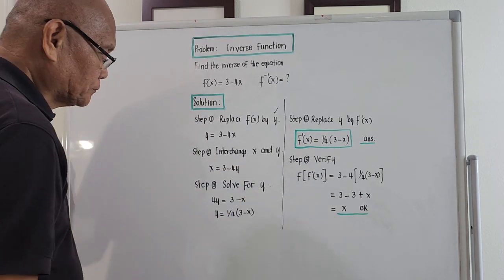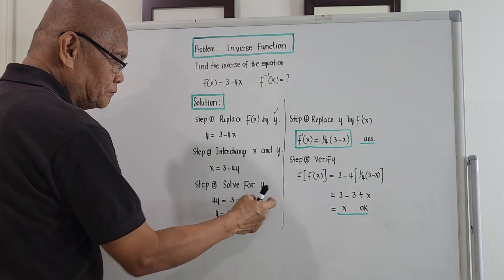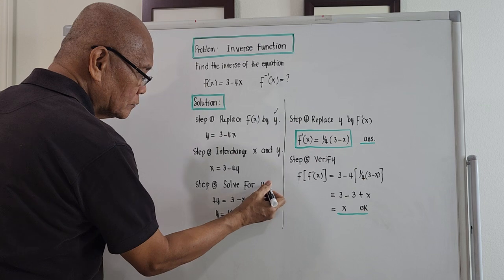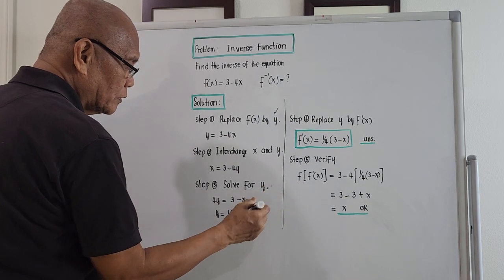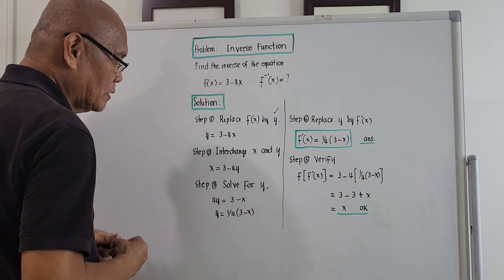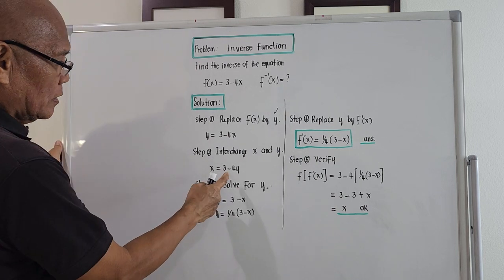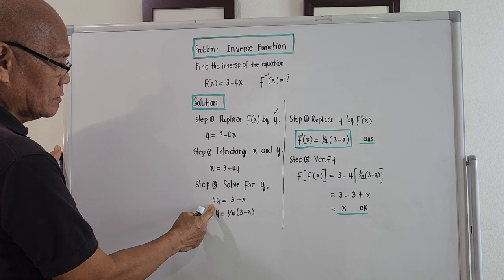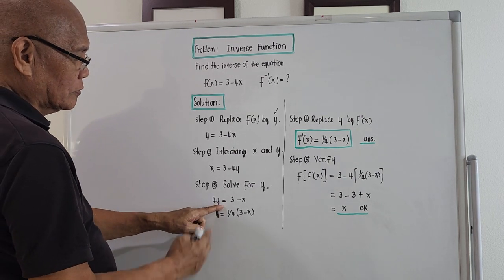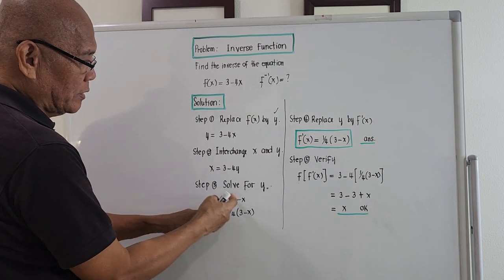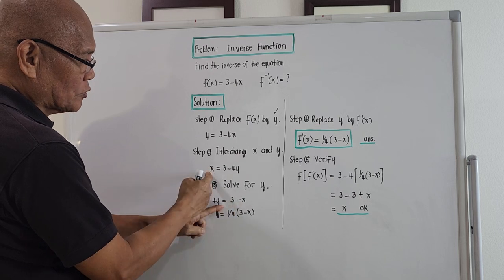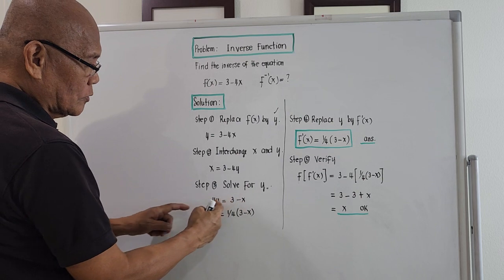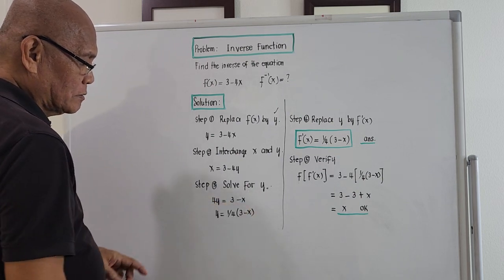Step number 3: solve for y. Solve for y. We place this one on the left, so it will now be 4y, and this should be equal to the right hand side, where we maintain 3. We transpose x to the right, so this should now be negative x. So 4y will be 3 minus x.